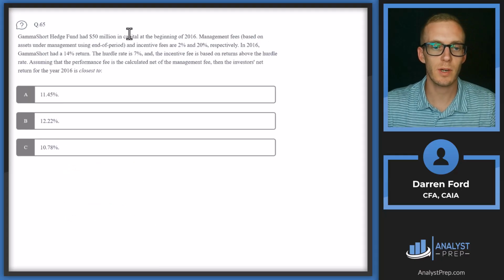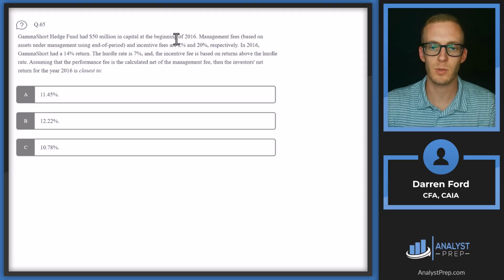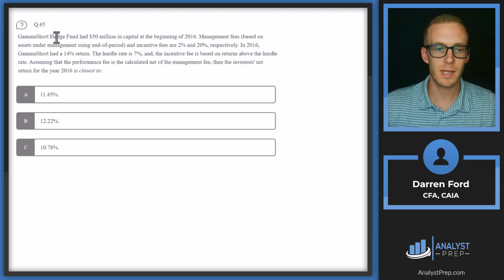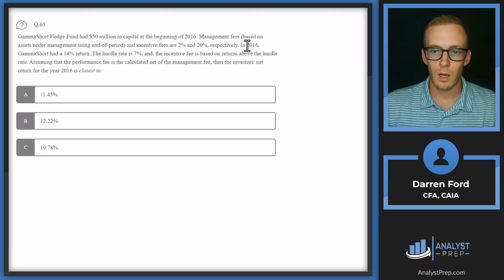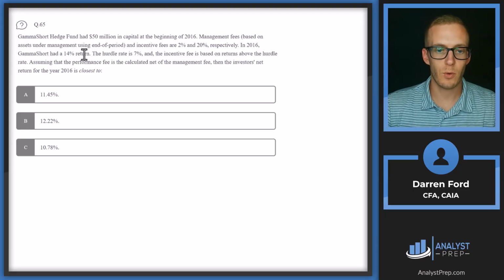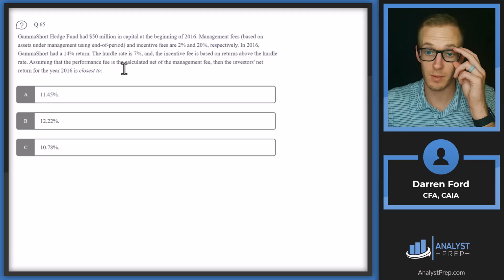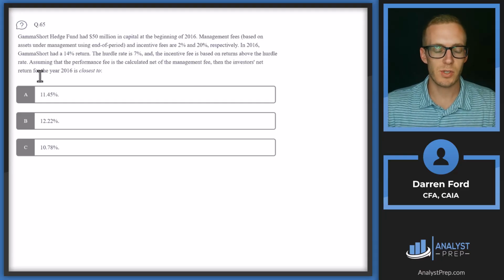Question 65. Gamma Short Hedge Fund had $50 million in capital at the beginning of 2016. Management fees based on assets under management using end of period, and incentive fees are 2% and 20% respectively. In 2016, Gamma Short had a 14% return. Hurdle rate is 7%, and the incentive fee is based on returns above the hurdle rate. Assuming that the performance fee is calculated net of management fee, meaning management fee is taken out, then we calculate performance fee. Then the investor's net return for the year 2016 is closest to.